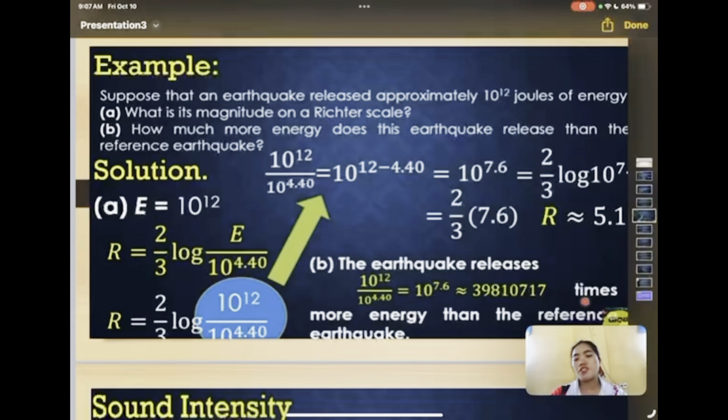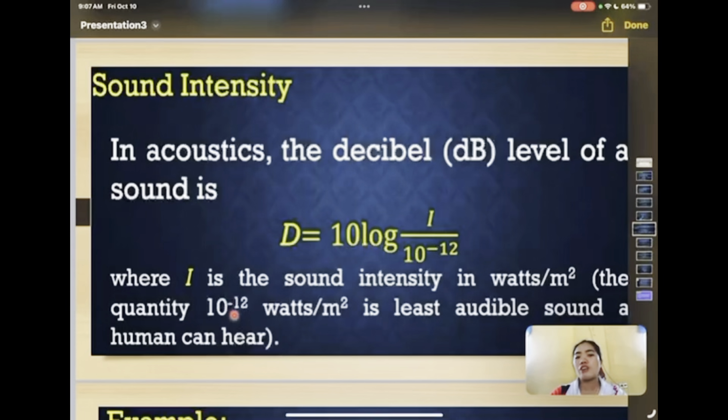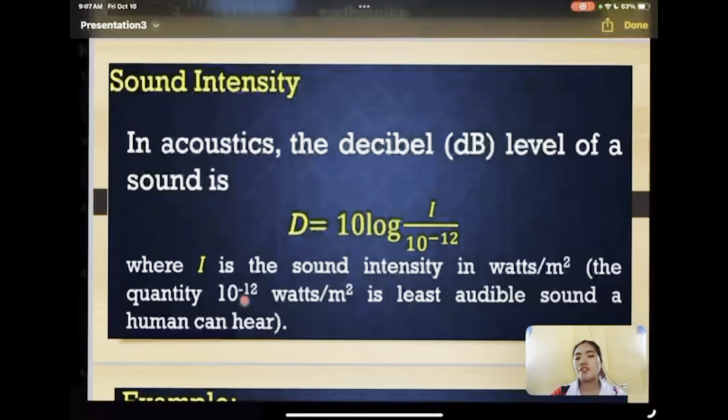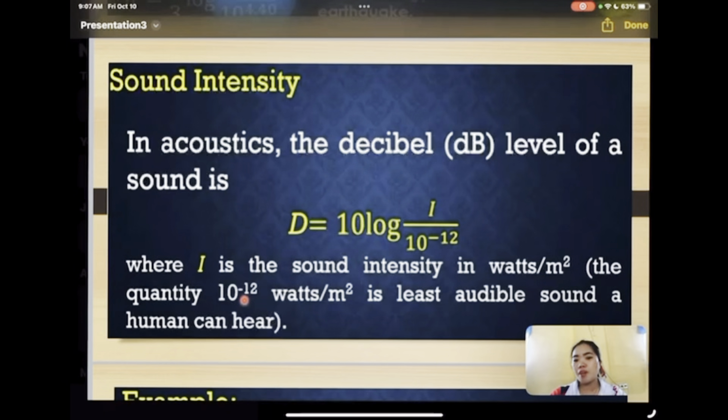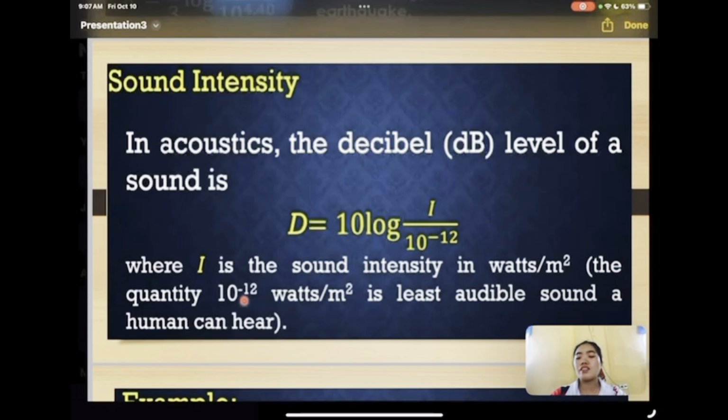Okay, so that's it. Let's proceed to the next application, which is sound intensity. In acoustics, the decibel or dB level of sound, by the way, the decibel is the unit of measurement, is given by D is equal to 10 times log of I over 10 raised to the power of negative 12, where I is the sound intensity in watts per square meter.